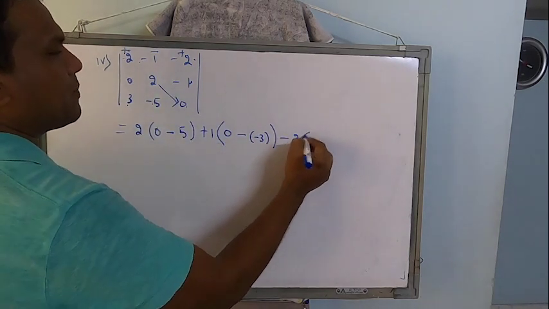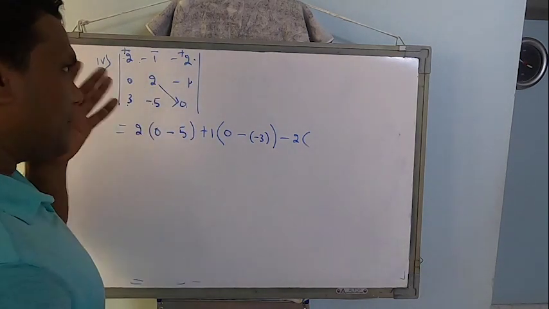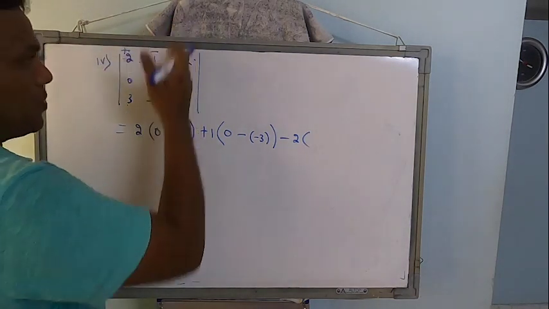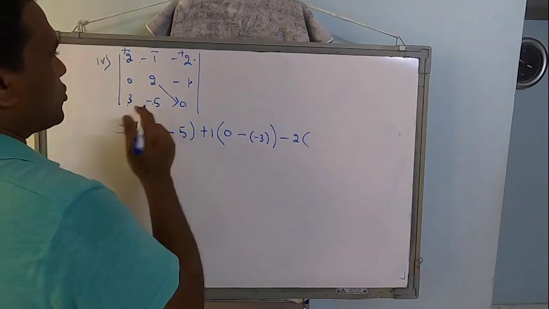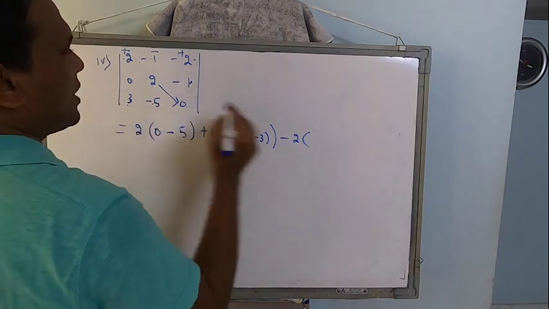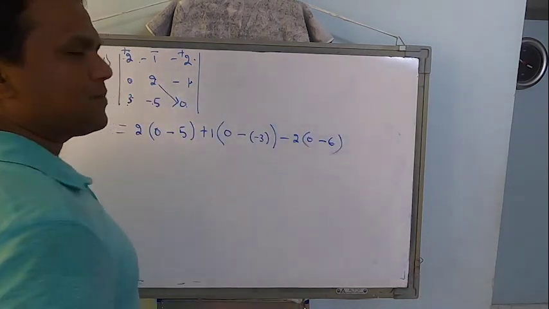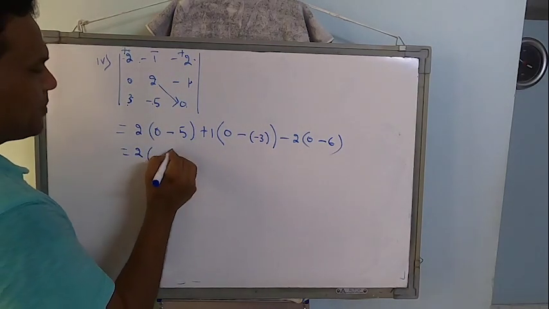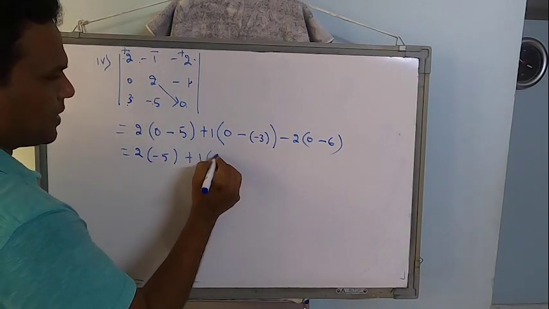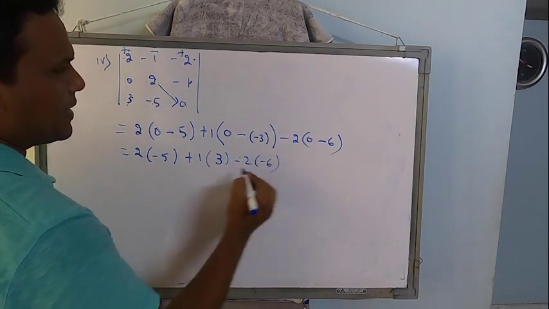The last element is minus 2. Don't forget this plus, minus multiplied by minus will be minus. That's an element of third row and third column. Correct, sorry, first row and third column. Correct, no? So block those two. The remainings are these 4. So 0 multiplied by minus 5, 0. 2 multiplied by 3 will be 6. Let us start simplifying this. 2 multiplied by minus 5 plus 1 multiplied by 3 minus 2 multiplied by minus 6.